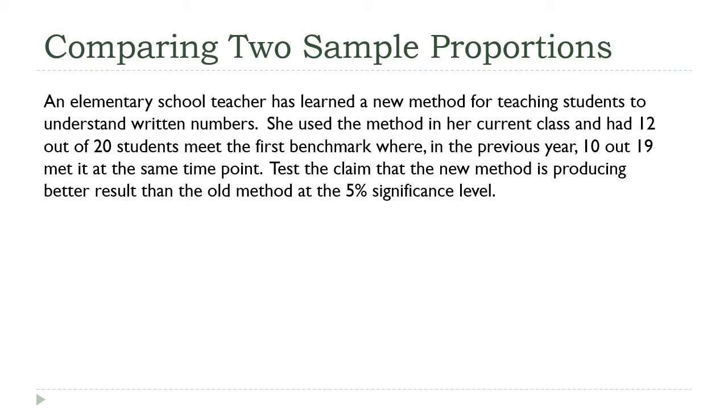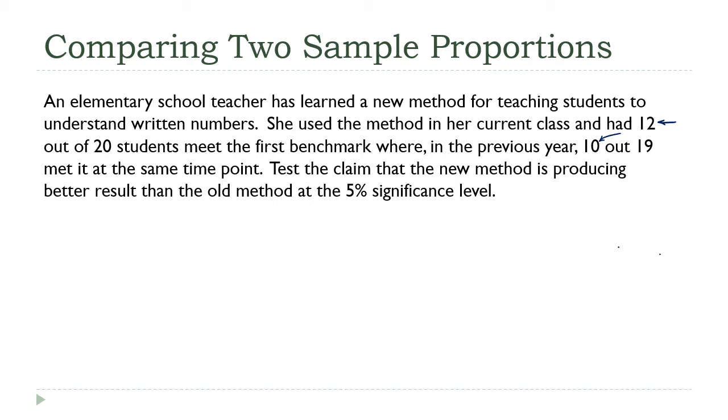So we're going to assume that we do have independence here, and let's look at our successes and failures. In her current class, she had 12 successes out of 20. That means there were 8 failures. That's at least 5 of each. And last year, she had 10 successes out of 19. So that would be 10 successes, 9 failures, which is also at least 5 of each. So our requirements are met.